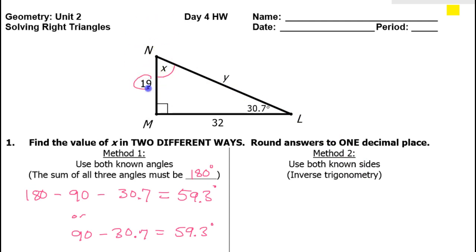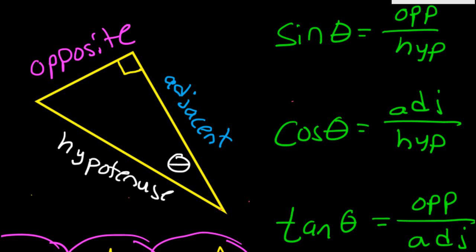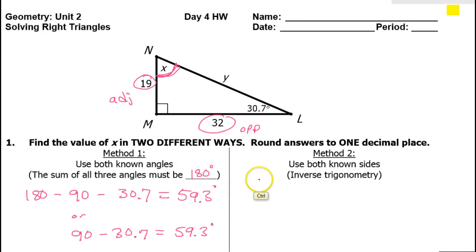All right, we're given this 19 and the 32. From the perspective of the angle that we want to find, these sides are the opposite leg and the adjacent leg. So which trig function is that? Opposite, adjacent, that's the tangent function. So we're going to use the tangent function: tangent of the unknown angle is equal to opposite over adjacent.